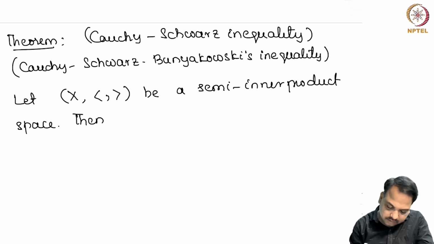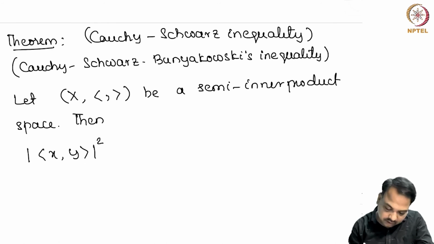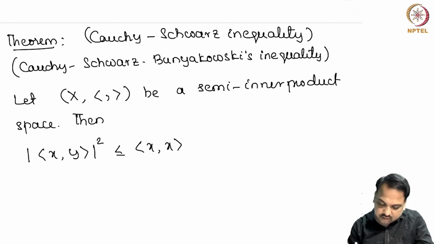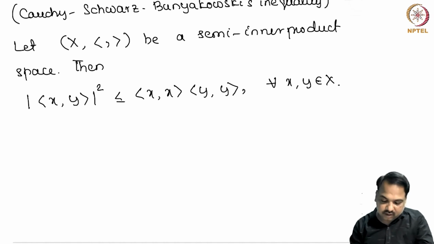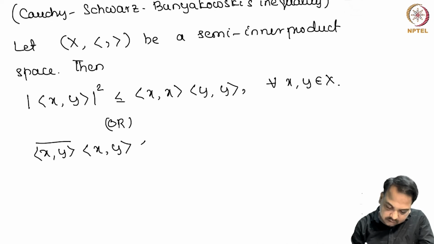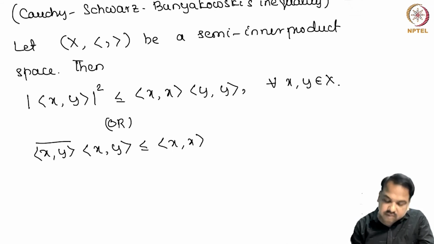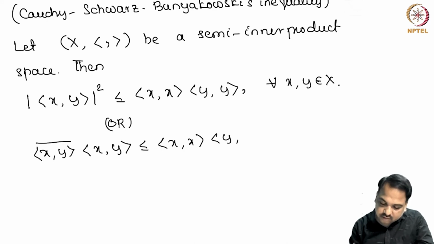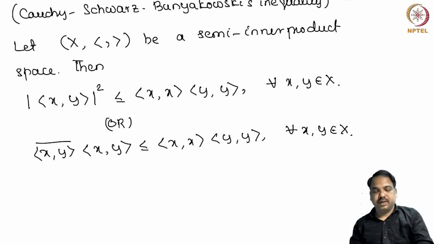Then we can say that the modulus of the semi-inner product of x with y, squared, is less than or equal to the semi-inner product of x with x multiplied by the semi-inner product of y with itself, for every x, y in X. Or we can say that this is the semi-inner product of x, y, squared, less than or equal to the semi-inner product of x with itself multiplied by the semi-inner product of y with itself. Okay.